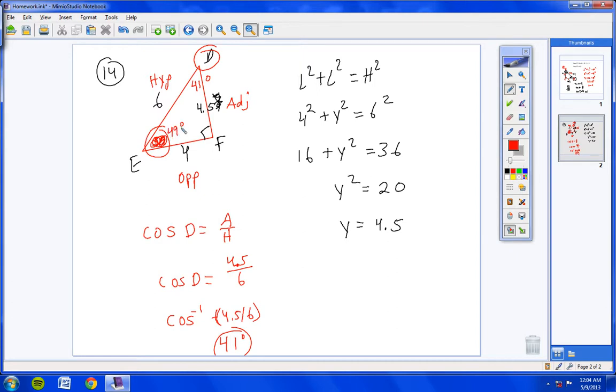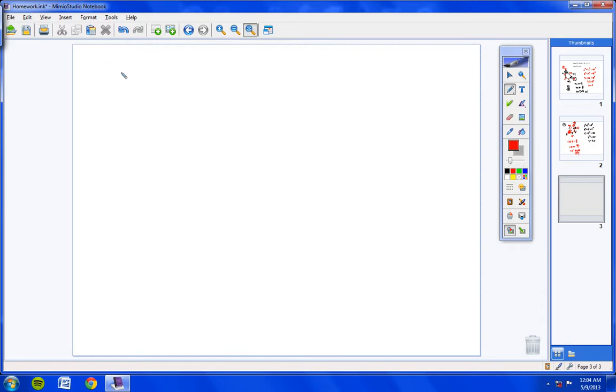49 degrees. All right. Okay, let's move on to the next problem, number 15. Number 15. All right. Number 15 looks like this. And we're going to pretend that's a triangle, even though it's not.